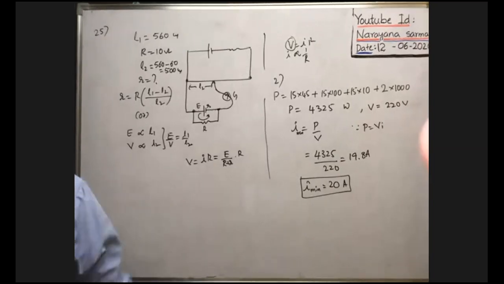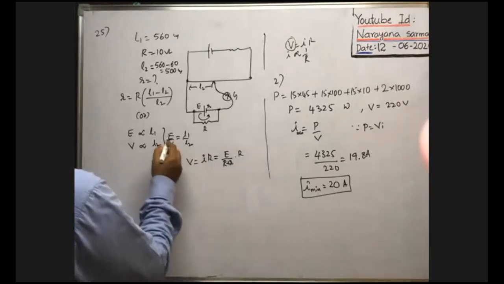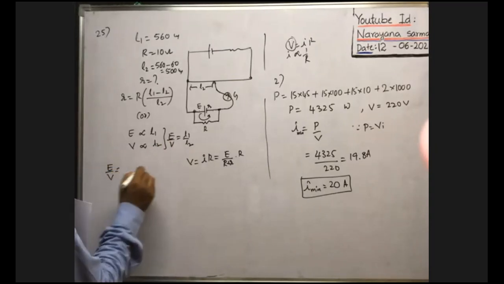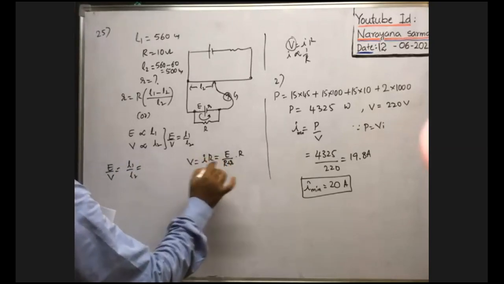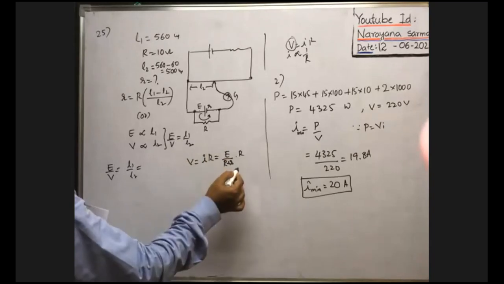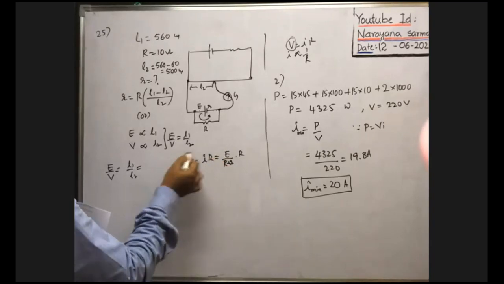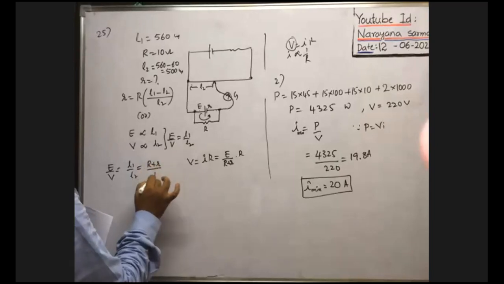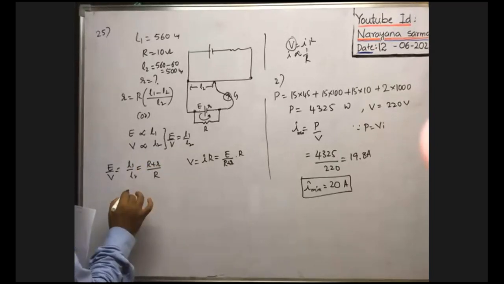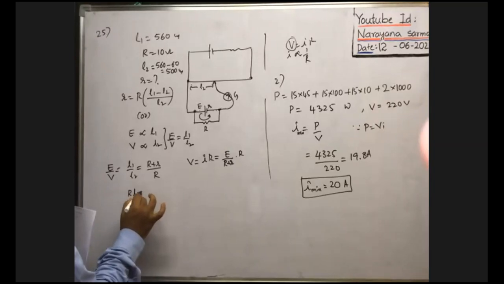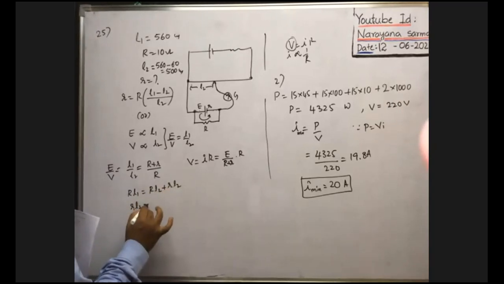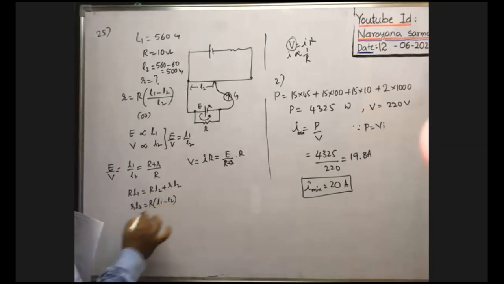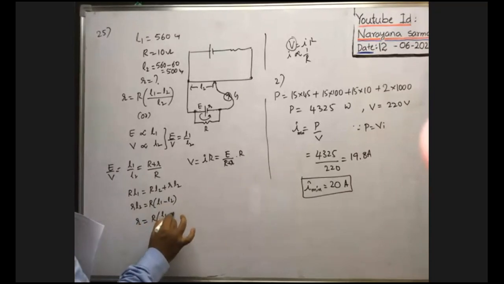Therefore from this equation, how can we write E by V? E by V is equal to L1 by L2. That is equal to, from this equation, E by V is equal to (R plus small r) by R, no? Just do cross multiplication. E by V is equal to (R plus r) by R. Therefore, we need small r. Do cross multiplication. R L1 is equal to R L2 plus r into L2. Okay, r L2 is equal to, bring R L2 to the left and take R common, R of (L1 minus L2). So small r is equal to R into (L1 minus L2) by L2.